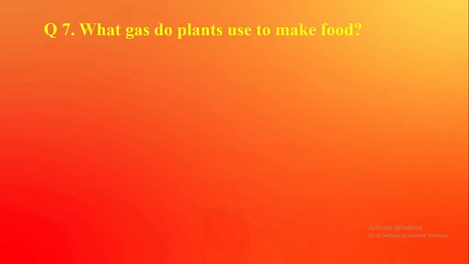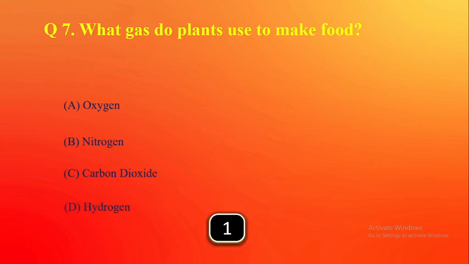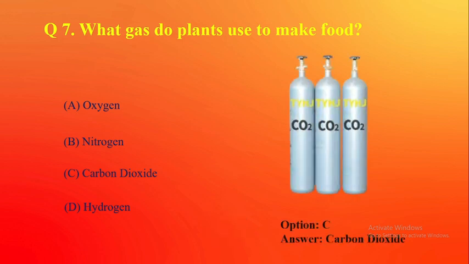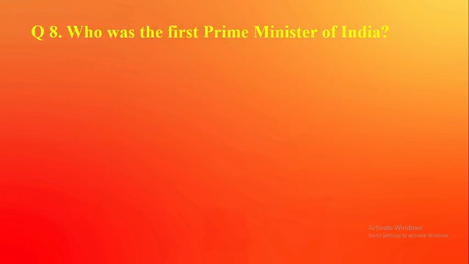What gas do plants use to make food? A. Oxygen, B. Nitrogen, C. Carbon dioxide, D. Hydrogen. Here is your correct answer. C. Carbon dioxide. Here is your eighth question.